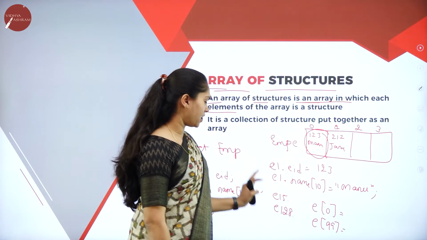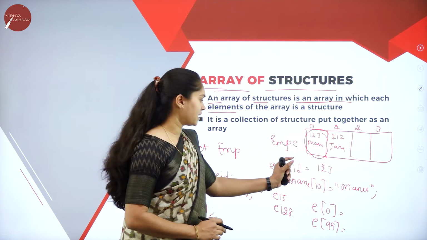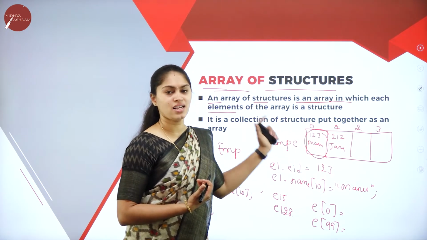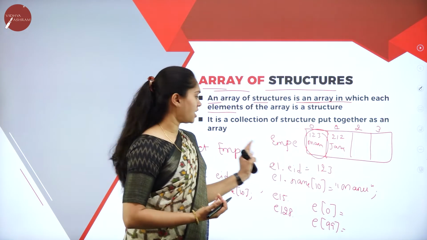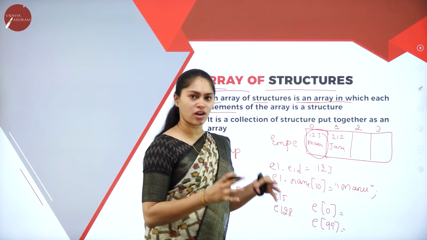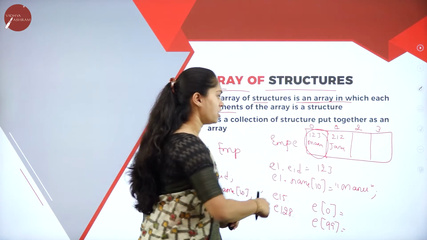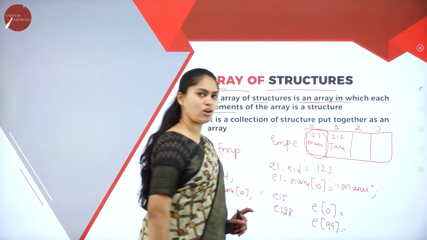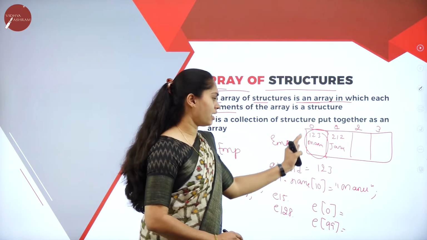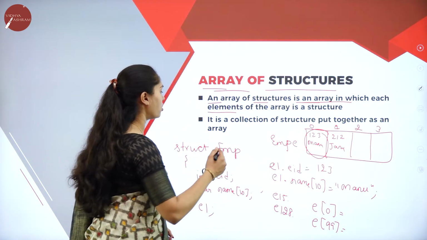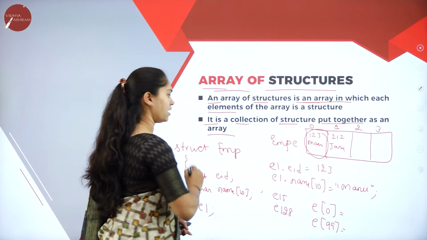So instead of creating E1, E2, E3 up to 1000 and all, I can create only one array of variables, an array of structure. If I am creating that, it will help us hold each structure as a single element of a structure. So here I can have any number of array elements, and each element of an array will hold a structure. And I have one more definition. It is a collection of structure put together as an array.